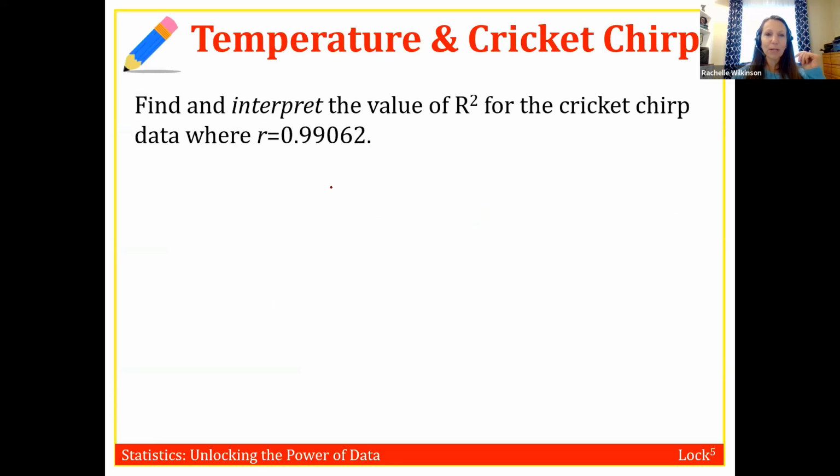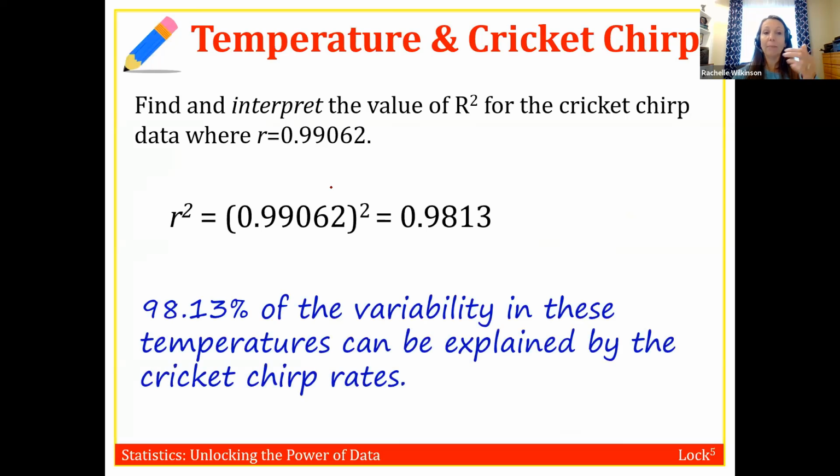So here's the chirp rate data. R was 0.99062. If I square that, I get 0.9813. That means that 98.13% of the variability in temperature can be explained by the cricket chirp rates. And that's a really high R squared. Remember how we saw how close those points were to the line. There's a very strong correlation there, which makes our model a lot better at making predictions and a lot of the variability being explained.